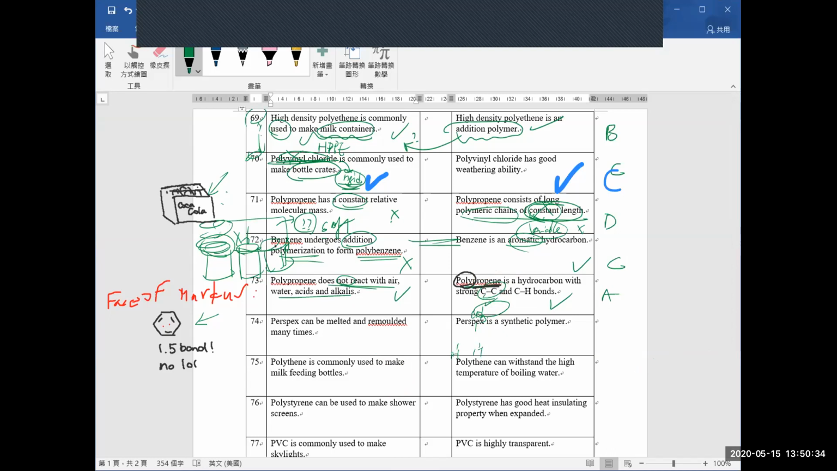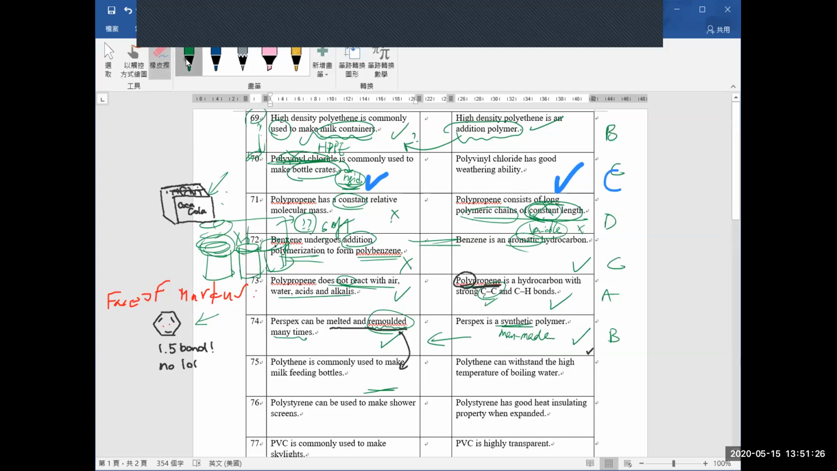Ji, 74. Perspex can be melted and remolded many times. Perspex is a synthetic polymer. Now something out of the syllabus this time, remolded many times. Synthetic means man-made. So what is the answer? We talk about something about what? Remolded many times, which means it is a type of thermoplastic, right? If you don't know that, don't worry. And synthetic polymer is correct, but it cannot help explain the two statements. Okay, the two statements, they are irrelevant.